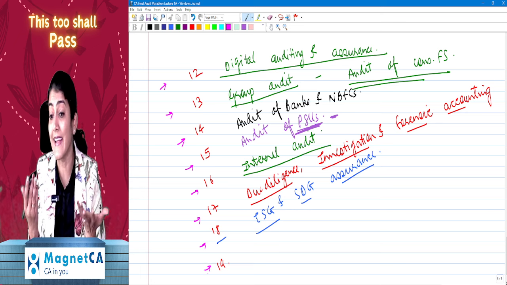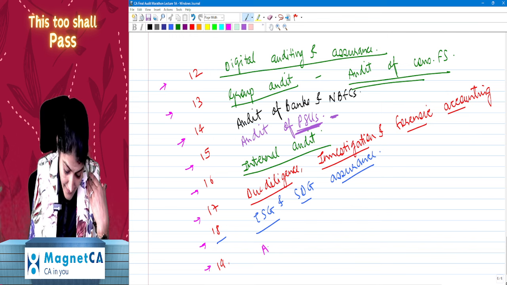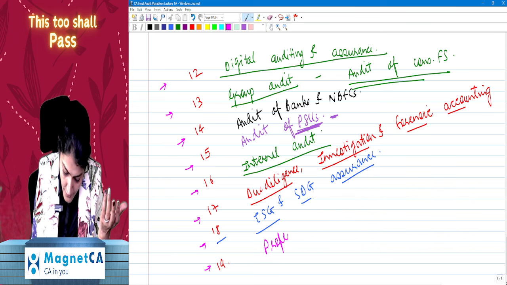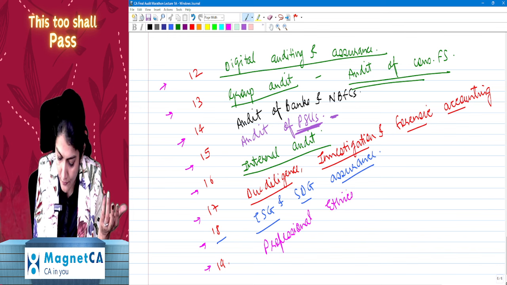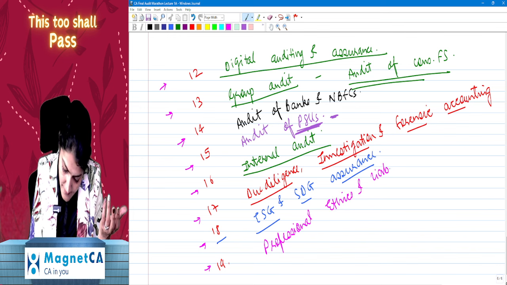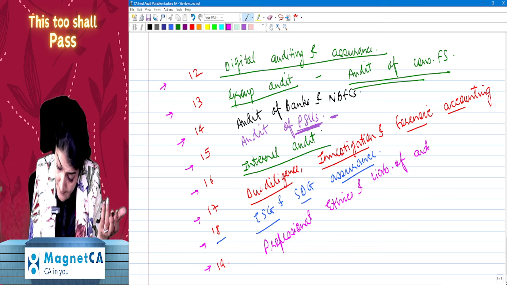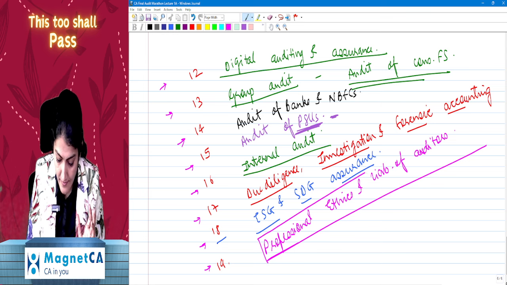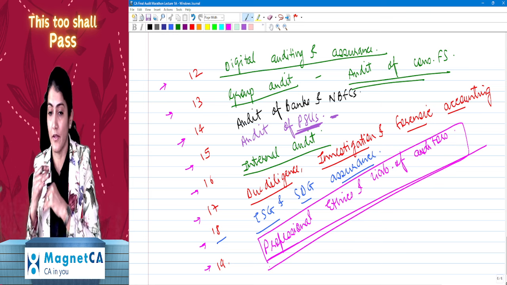And then 19, exactly what we are missing, is our game changer in the CA Final advanced auditing paper, which is the chapter on professional ethics and the liabilities of the auditor. This is one of the most important chapters for you to study in CA Final, the professional ethics and the liabilities of the auditor.